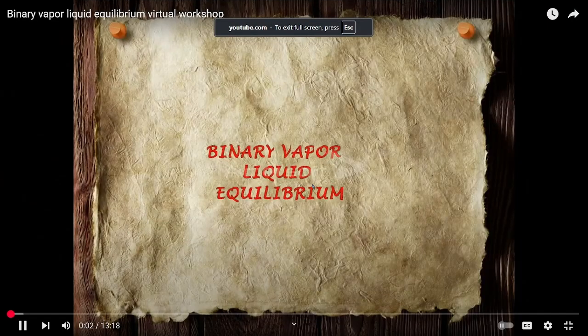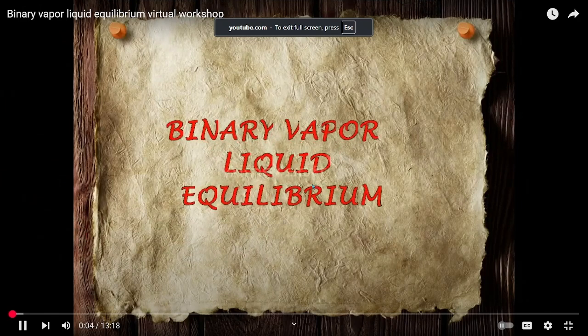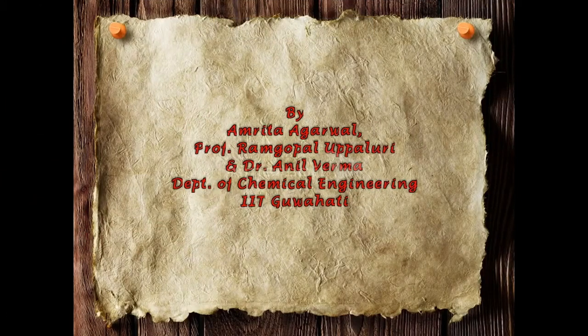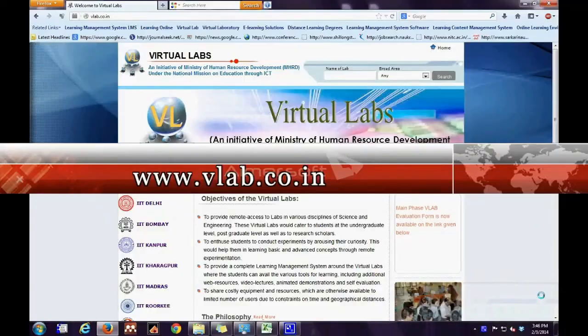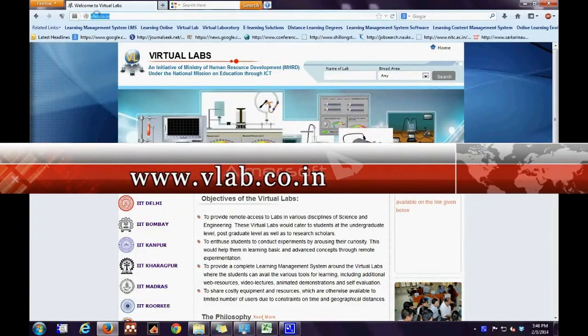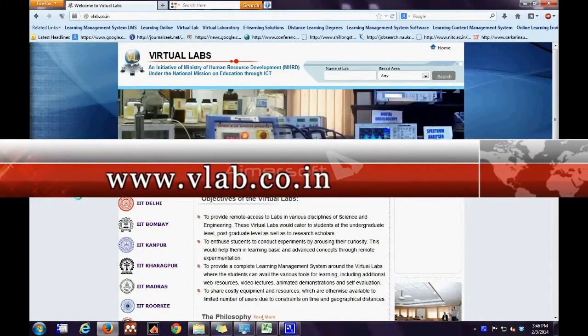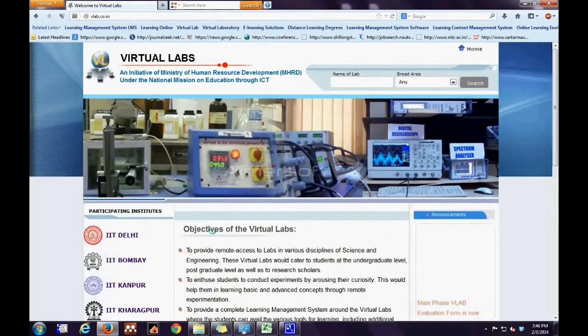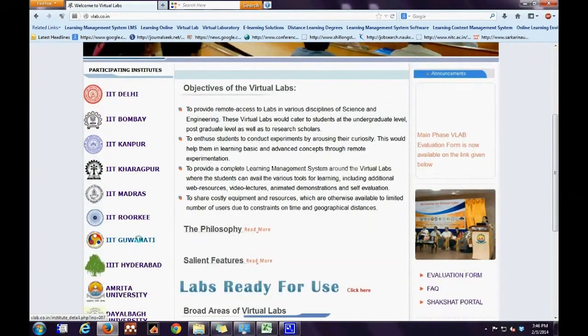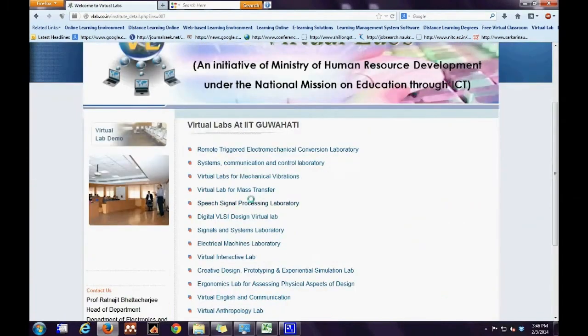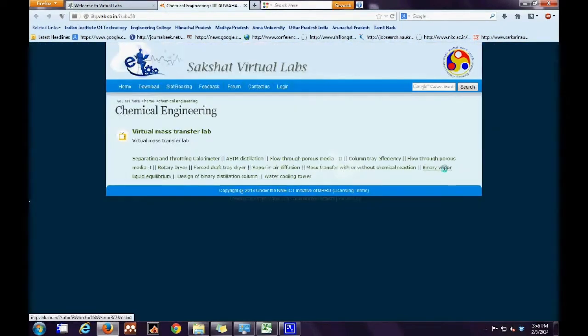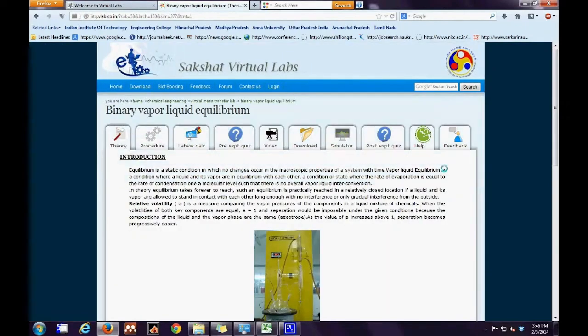Virtual lab for binary vapor liquid equilibrium, developed by a group of IIT Guwahati faculties and students from the Department of Chemical Engineering. The first step is to log on to vlab.co.in. The second step is to click the link for IIT Guwahati on the extreme left. The third step is to click the link for virtual lab for mass transfer, and finally binary vapor liquid equilibrium. This step takes us to the online portal.